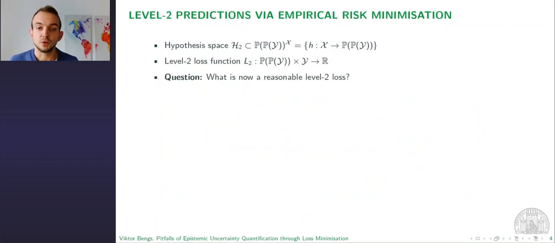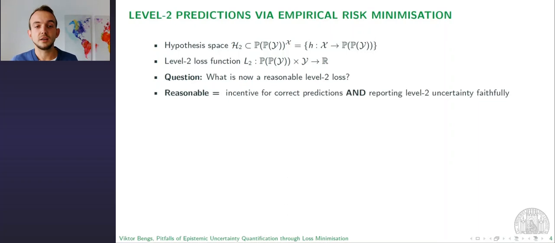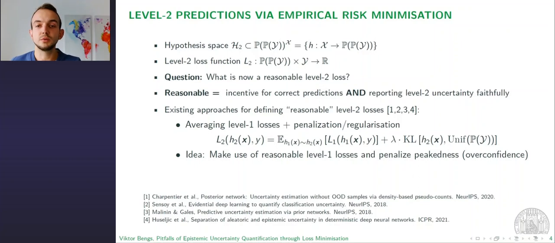Now it is tempting to leverage this empirical risk minimization approach to the next level, that is the level 2 uncertainty awareness level, by modifying the loss function appropriately. Again, one needs to address the question what a reasonable loss function would be in this case, and the intuitive answer inspired by the level 1 loss considerations is that a level 2 loss function is reasonable if correct predictions are incentivized, and also the level 2 uncertainty, in terms of the peakedness of the level 2 prediction, is reported in a faithful manner. In the literature, there have been proposals for defining such a reasonable level 2 loss consisting of 2 components. The first component essentially averages the level 1 losses of the level 2 prediction to make sure that the predictions are correct. And the second component penalizes deviations from the uniform distribution over all possible label distributions in order to avoid that the level 2 prediction is too peaked, or in other words, too confident. So this component is intended to take care that the faithful level 2 uncertainty is reported.